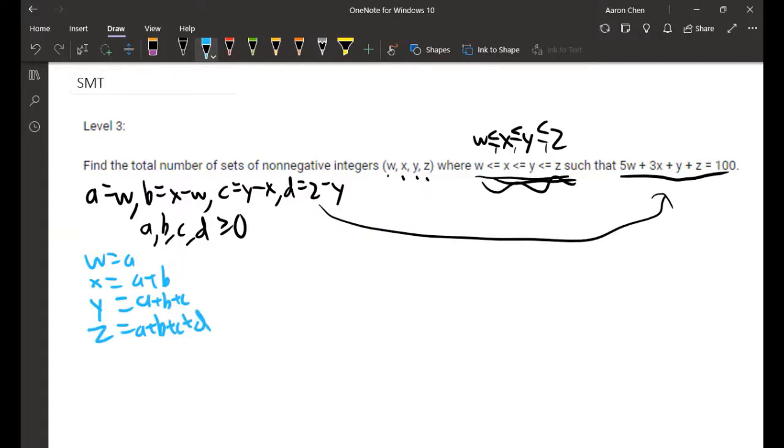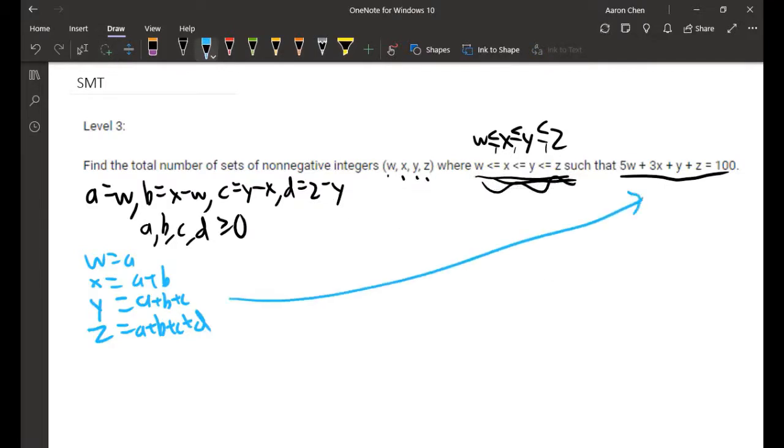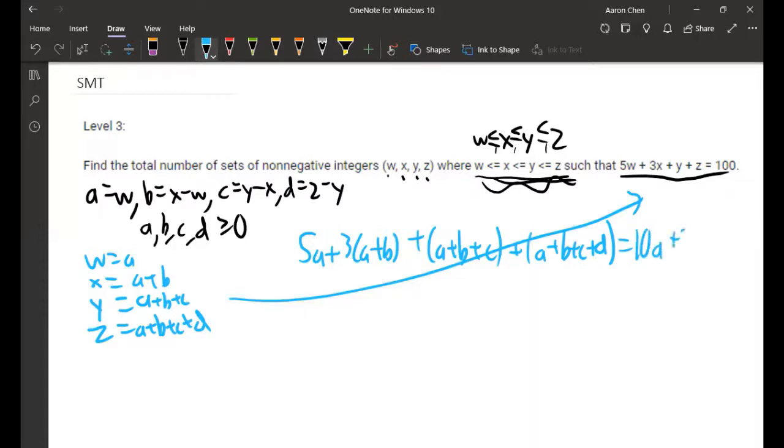And so when we substitute this into the equation, we find that it is equal to 5a plus 3 times (a plus b), plus (a plus b plus c), plus (a plus b plus c plus d). If we combine like terms and simplify, we get 10a plus 5b plus 2c plus d, and this equals 100.